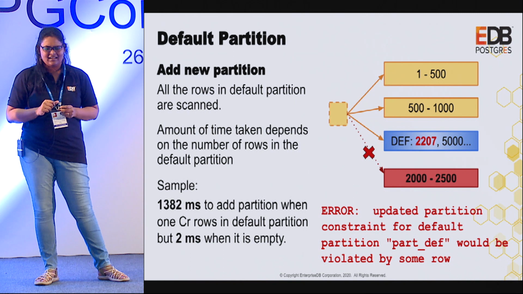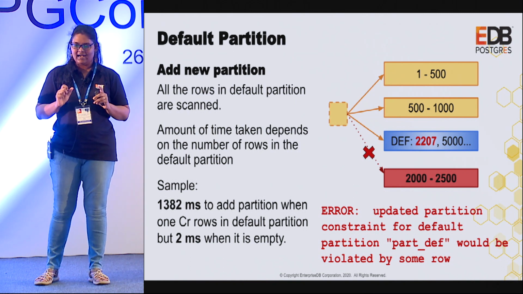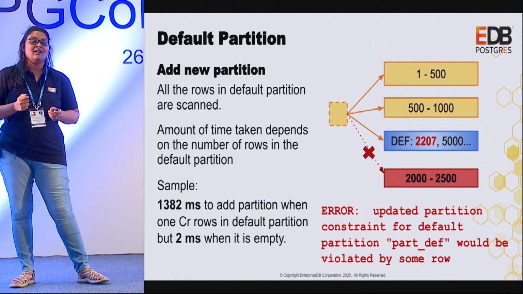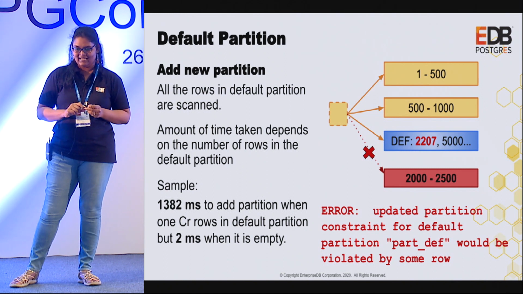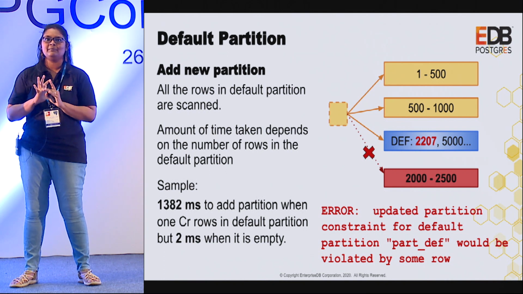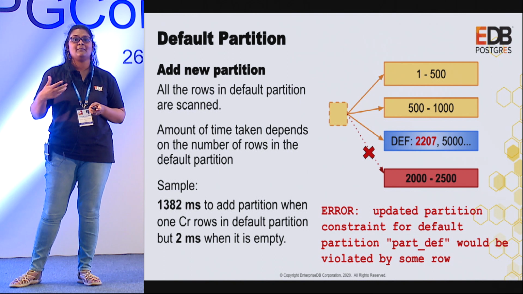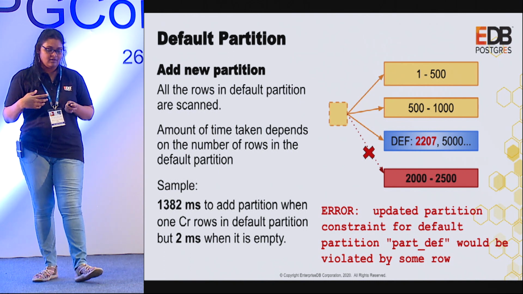I had just done a small case where I had a default partition in which I put 1 crore rows. That took me 1,382 milliseconds to simply add a partition. But when the default partition was near empty or had very few rows, it took just 2 milliseconds because the amount of time to scan that table is very small.